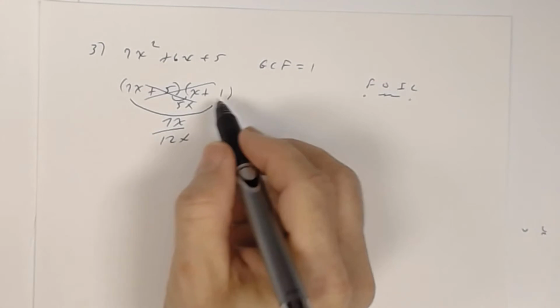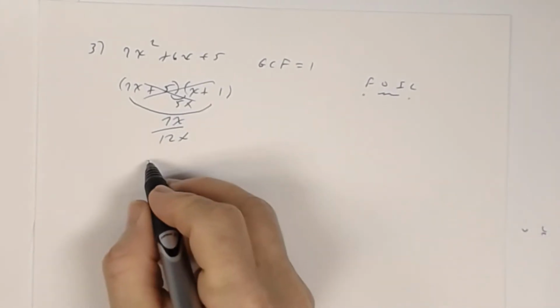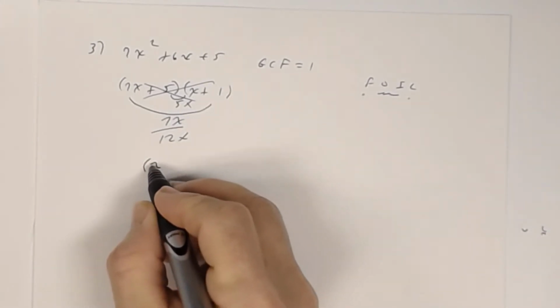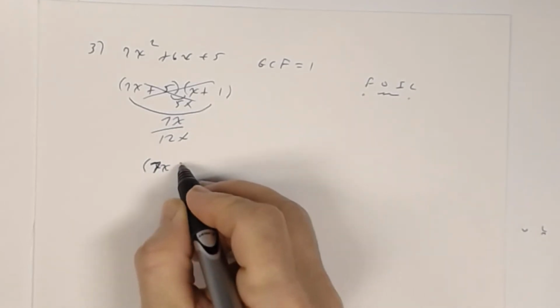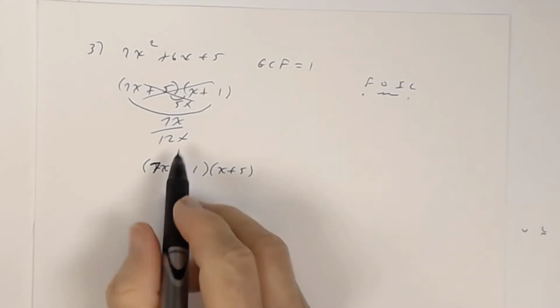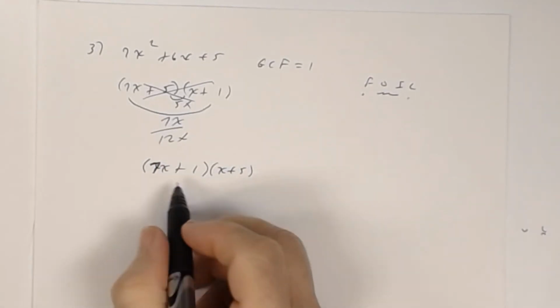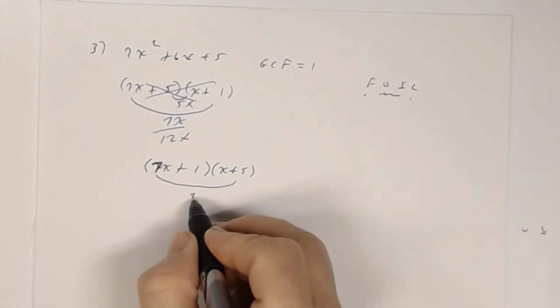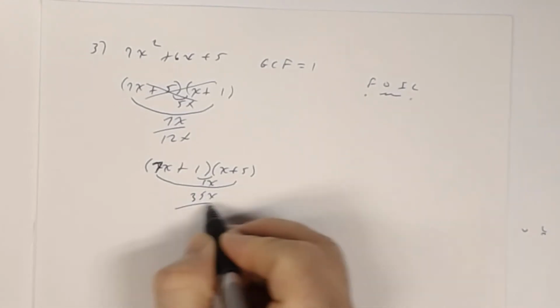So then let's switch the 5 and the 1. All right, let's see what happens. So if I switch the 5 and the 1, so 7x plus 1 and then x plus 5. If I check the outer and the inner, that's 35x, and that's 1x, and that's 36x.